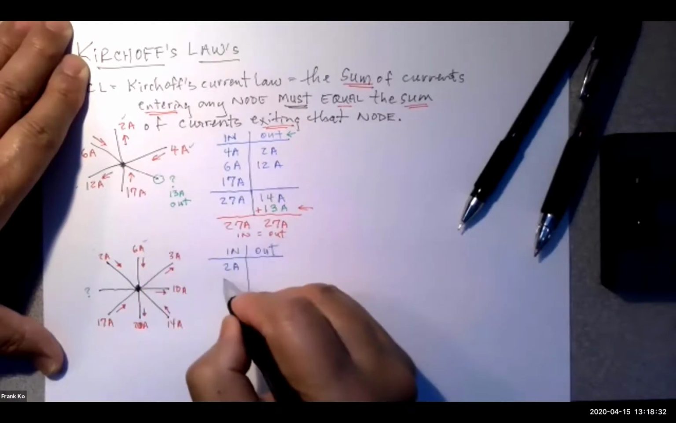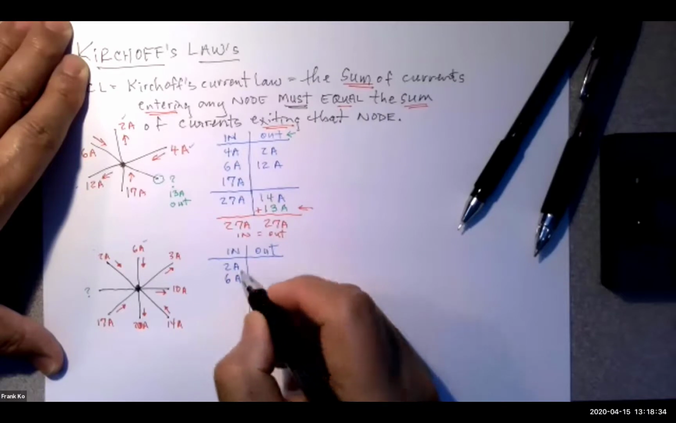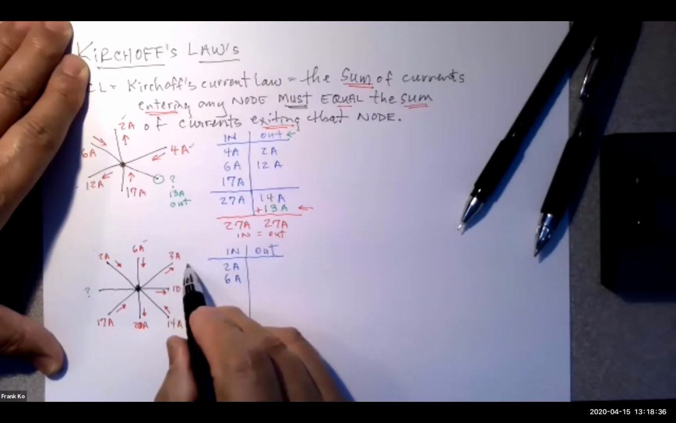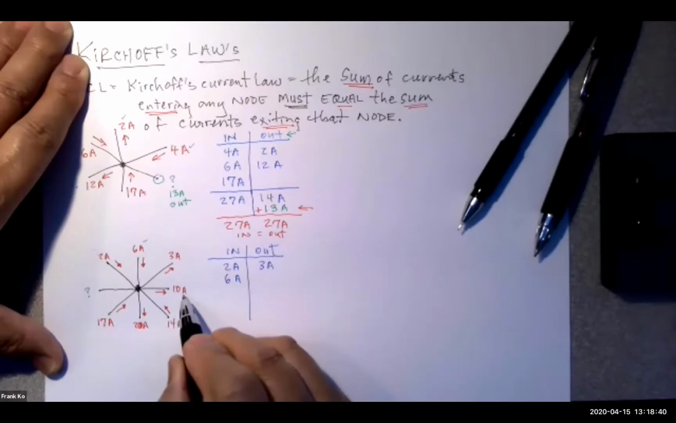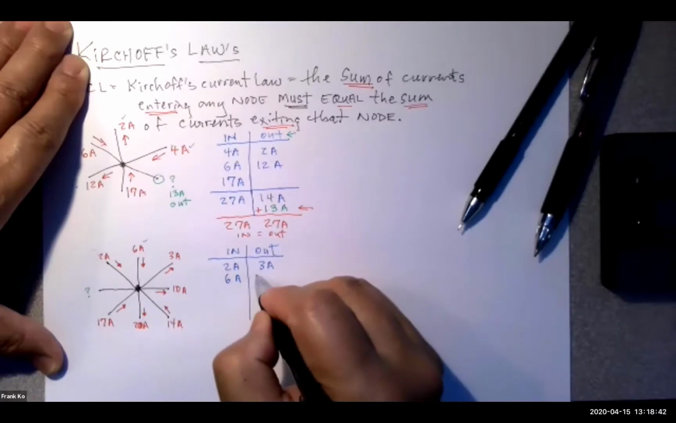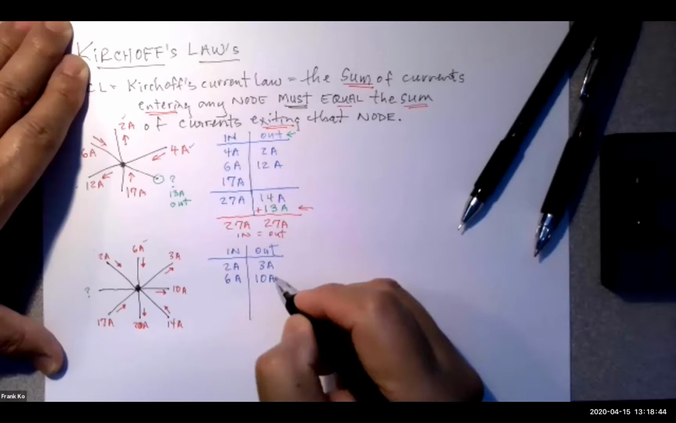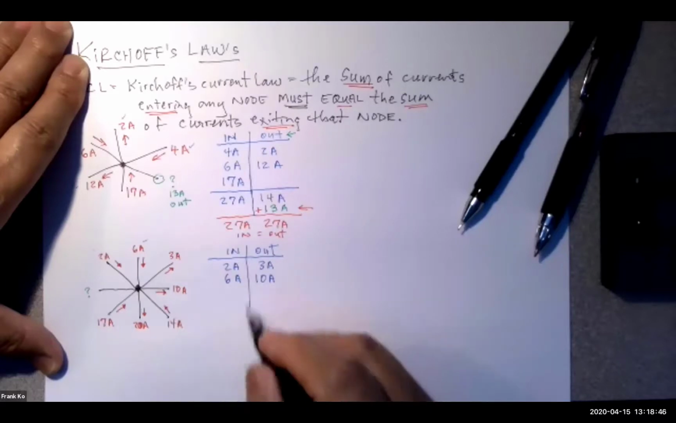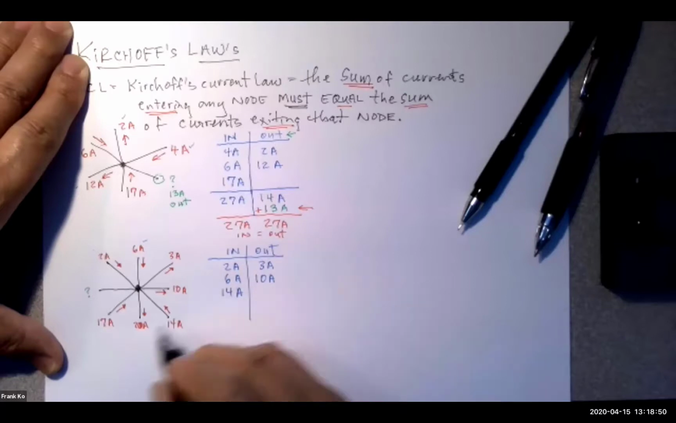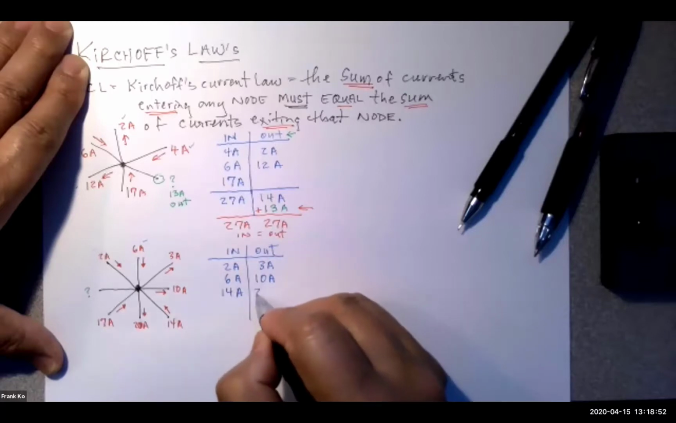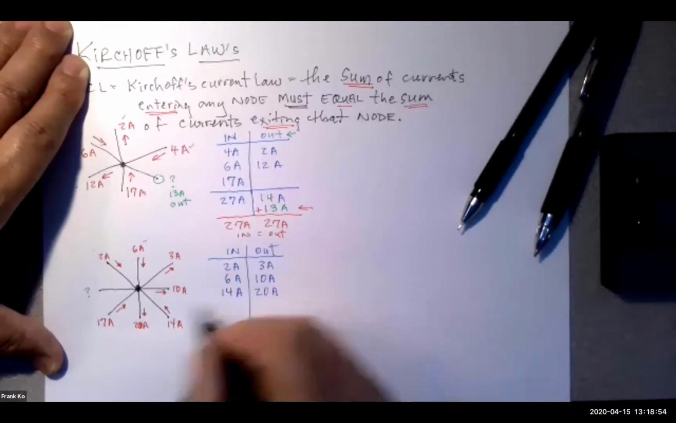We have 6 amps. 6 amps is going in. So we have 6A. We have 3 amps. 3 amps is pointing out. So you have 3A here. Over here, you have 10 amps. This is pointing out. So you have 10 amps over here. Then you have 14 going in. So 14 going in. And you have 20 coming out. 20 amps coming out. You got 17 going in.